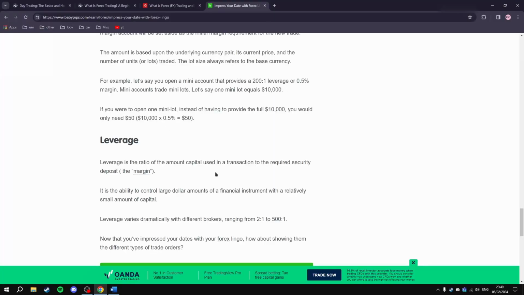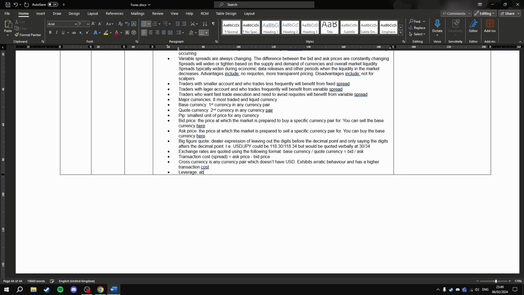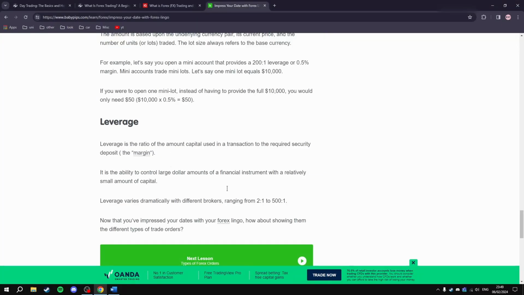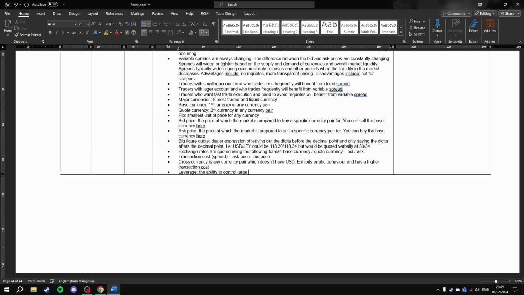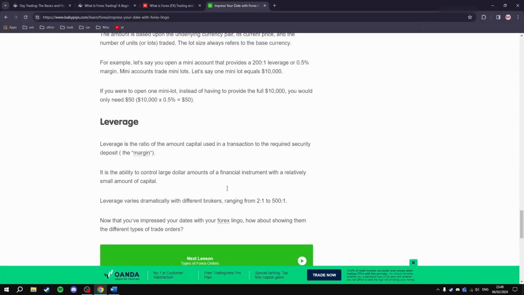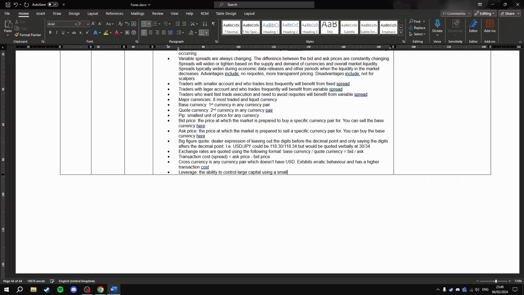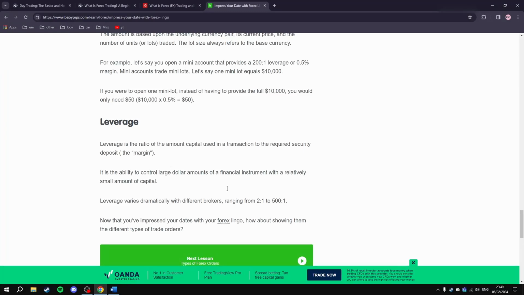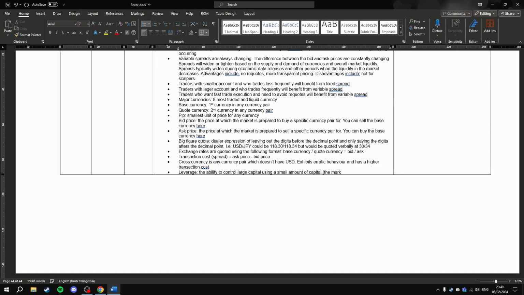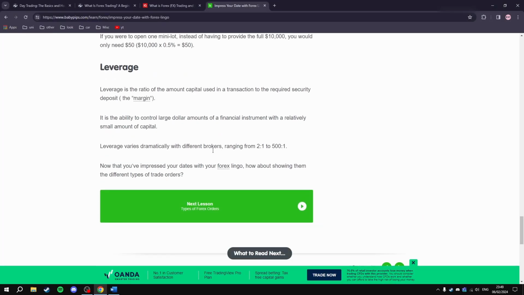So leverage: the ability to control large capital using a small amount of capital, and that is the margin.